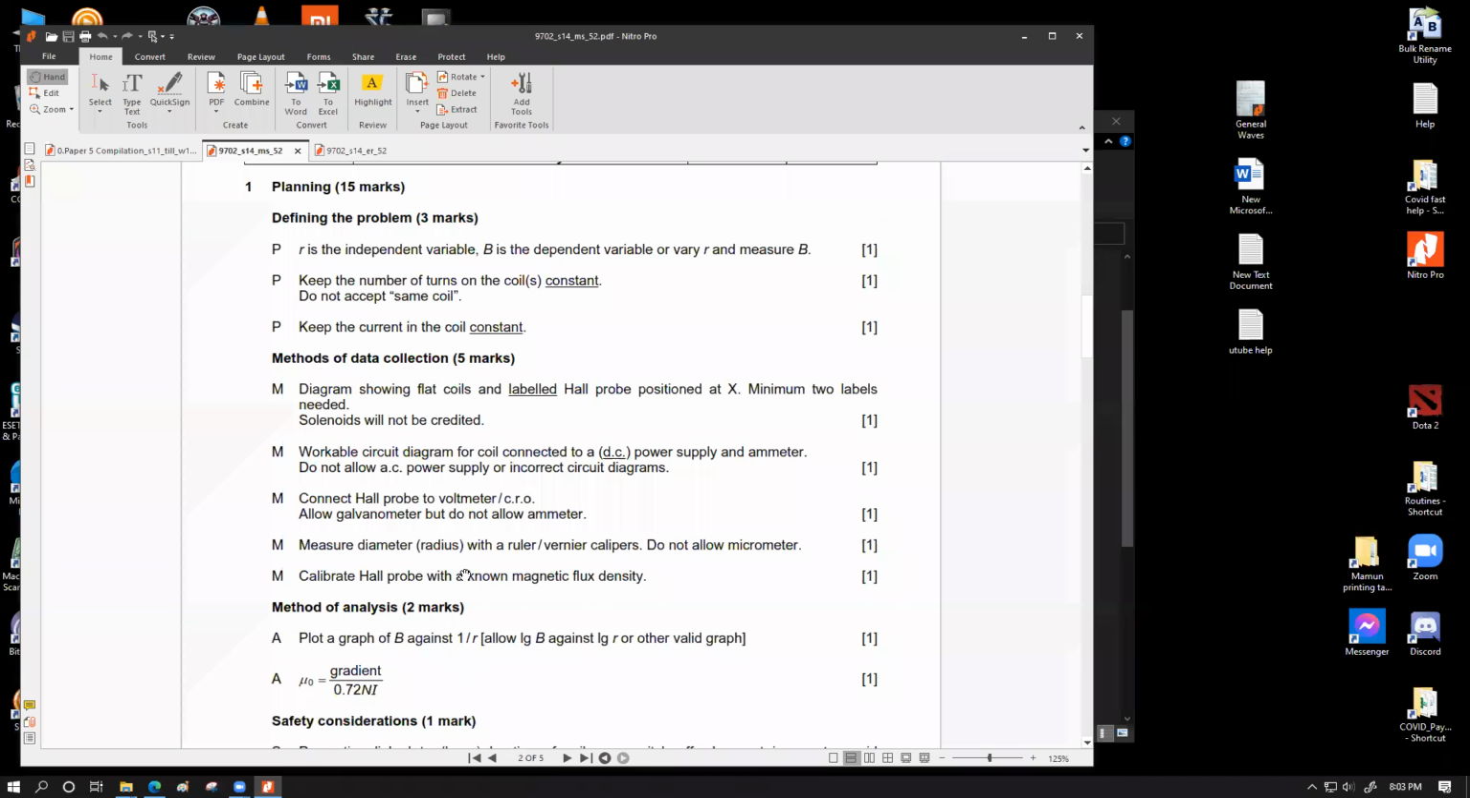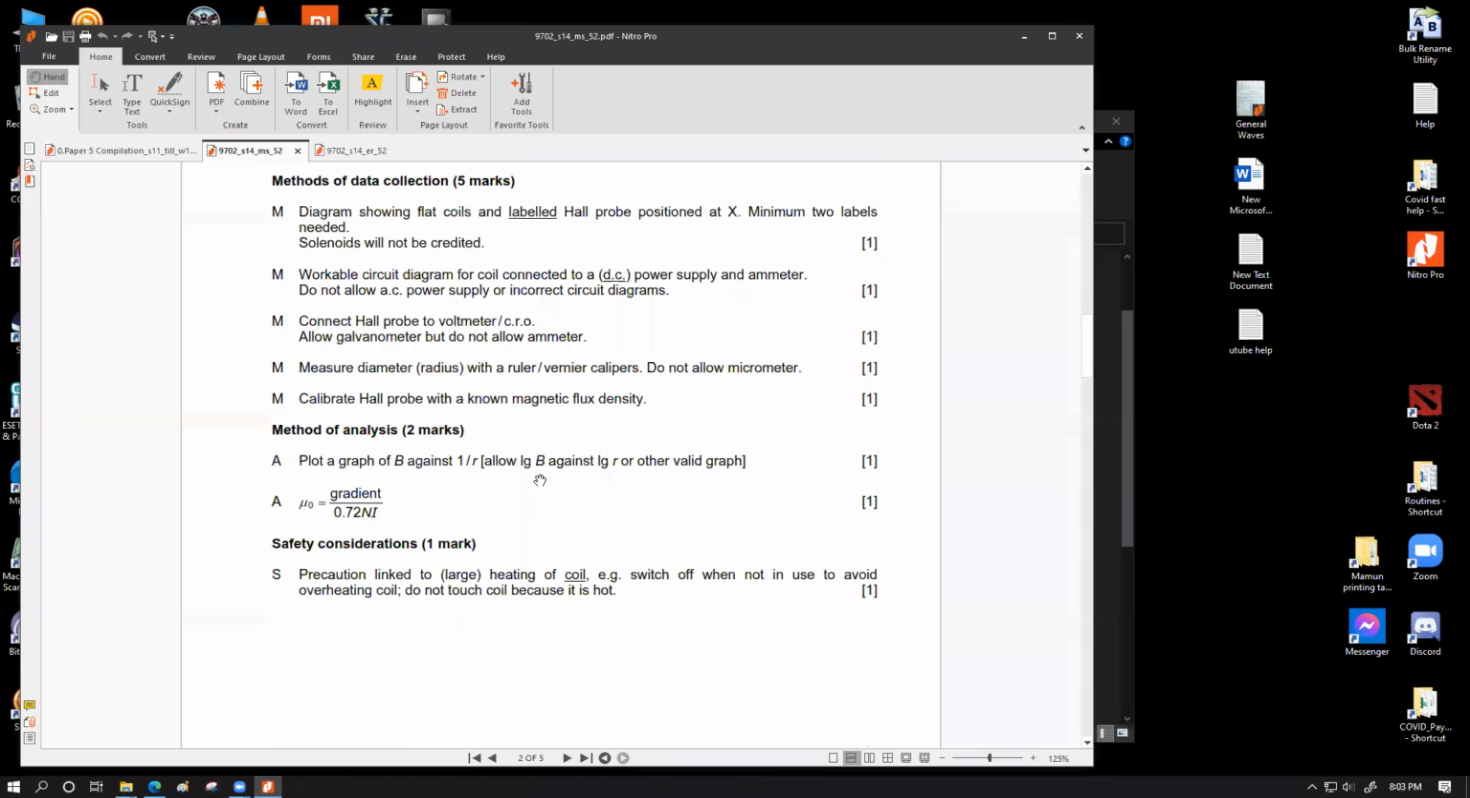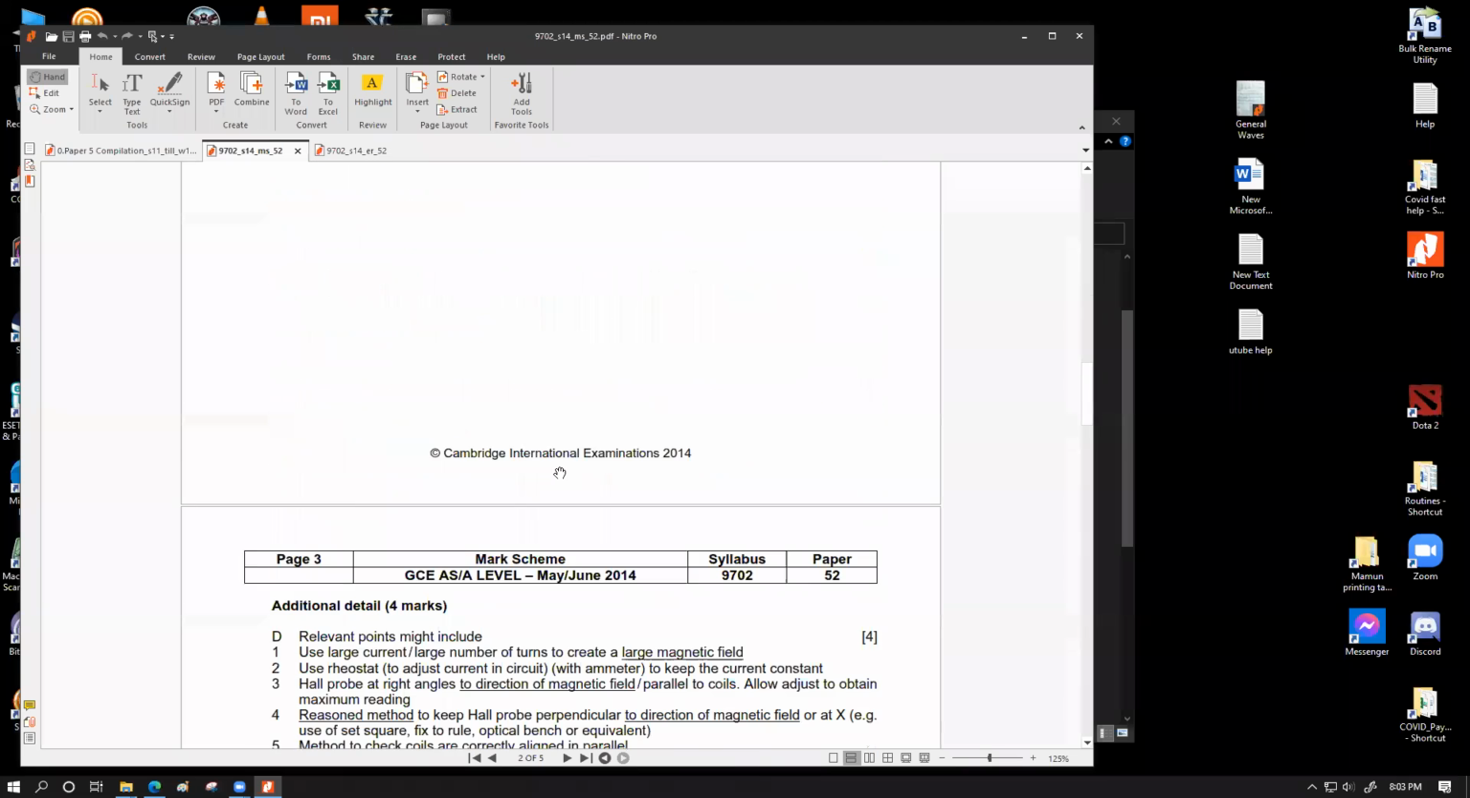Really grateful for it. Method of data analysis for a graph, mu naught equals gain by eta. It allows precaution linked to large current heating of the coil. Example: switch off when not in use, or avoid overheating the coil. Do not touch the coil because it is hot. Okay, so it's all about heating.